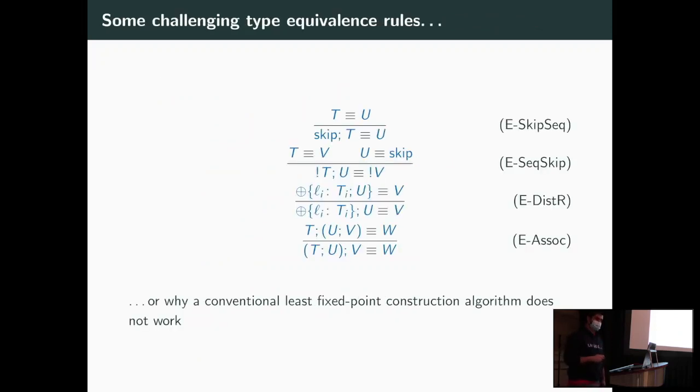There are some rules in our equivalence that are challenging. This is mainly because, as you can see on the top one, skip is the left identity of sequential composition, as it is also the right identity. And for choice, we have distributivity over choices, and also associativity. And that's why a conventional fixed point algorithm does not work.